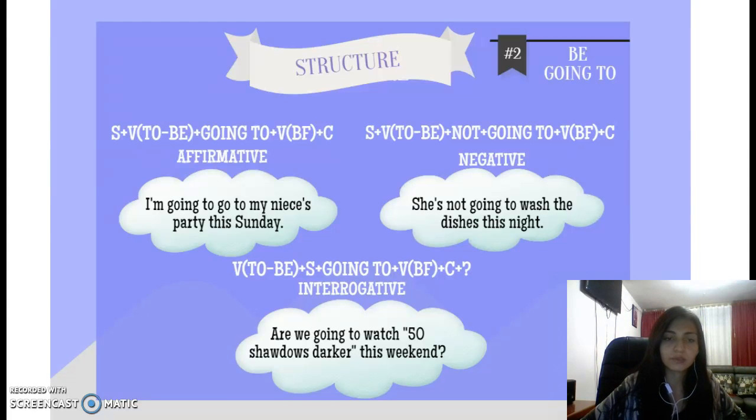And we have the interrogative. In this case, we have the verb to be plus the subject plus going to, plus the verb in basic form plus the complement plus the question mark. And in this case, we have, are we going to watch 50 Shades Darker this weekend?